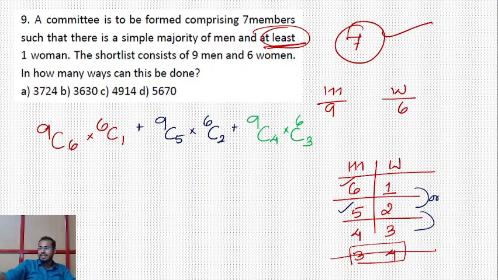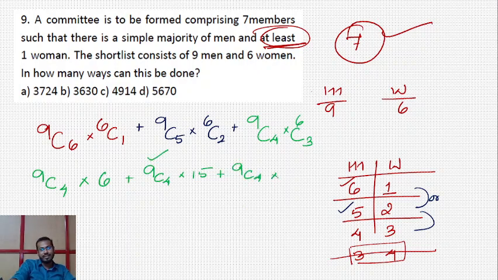Okay, so 9C6, we can write 9 minus 6 is 3, so 9C3 into 6C1 is nothing but 6, plus 9C5. 9 minus 5 is 4, so 9C4 into 6C2 is nothing but 15, plus 9C4. Right, as it is, whatever the answer comes for this, right here itself, here also. Okay, 6C3, 6 into 5 into 4 over 1 into 2 into 3. So cancel, 5 into 4 is 20. So just solve this, you will get the answer.